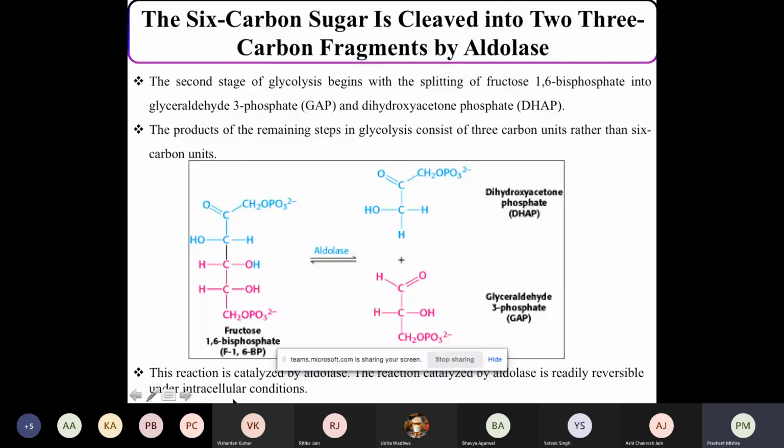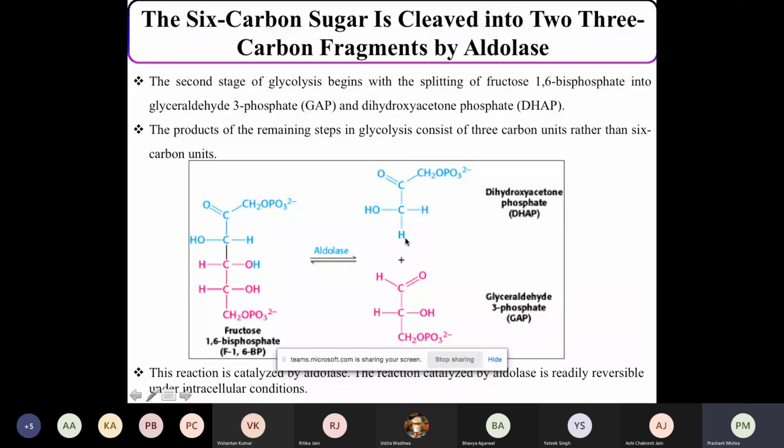So 3-carbon on one side, 3-carbon on the other side. At the end, you get one aldehydic molecule, which is glyceraldehyde 3-phosphate, and one molecule having a keto group, dihydroxyacetone phosphate. Now look at these two molecules. Both are 3-carbon units. If I look at the number of carbons and number of phosphate groups, everything is the same. So they are basically isomers.